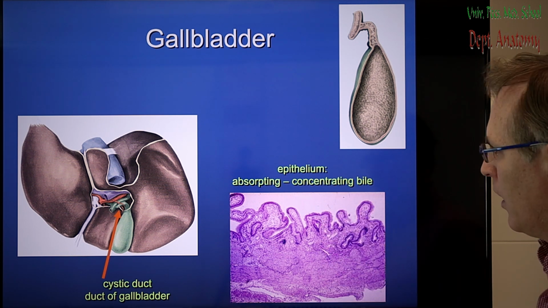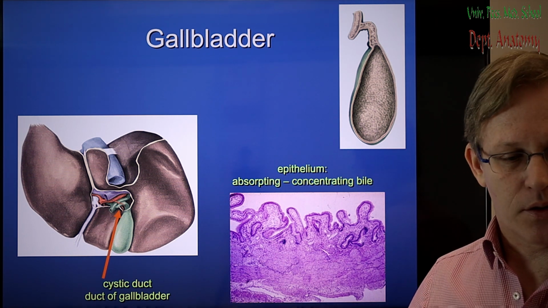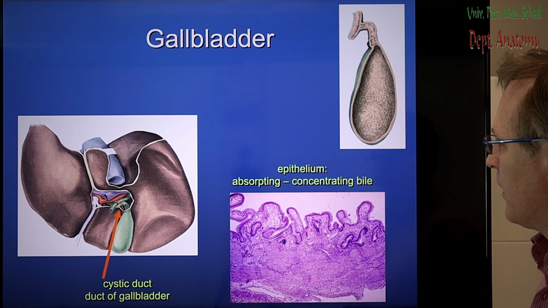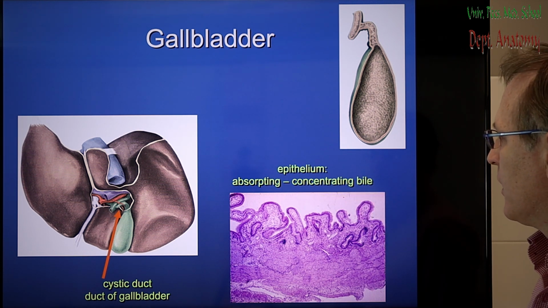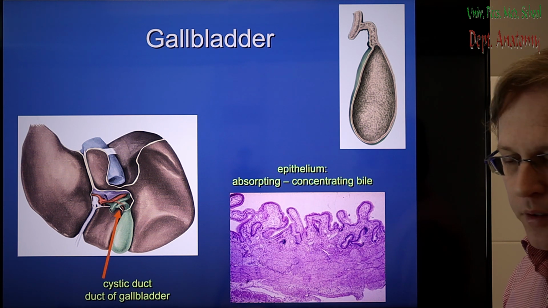concentrating the bile. The bile produced by the hepatocytes has lots of fluid, water. In contrast, the gallbladder concentrates the bile, so the bile in the gallbladder has little water.